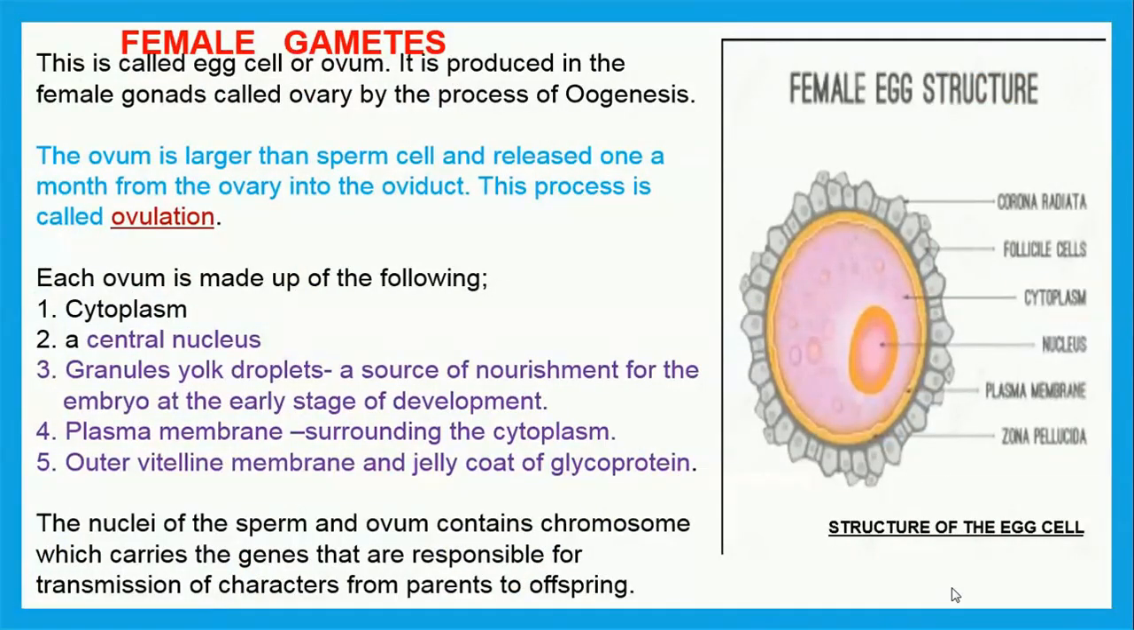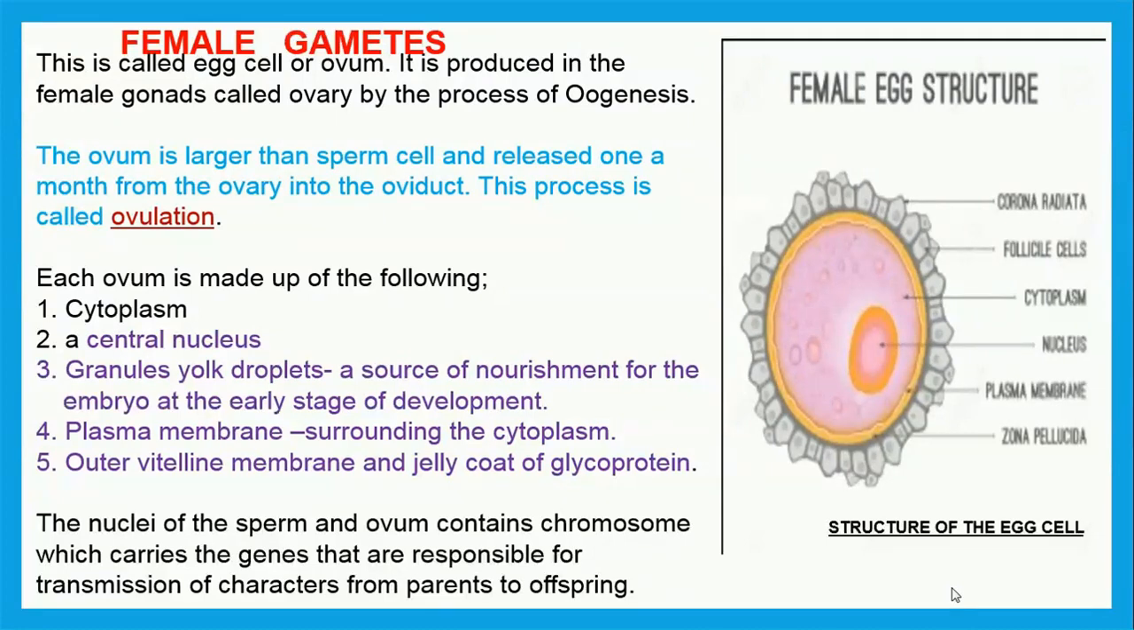Let's look at the female gametes. This is called the egg cell or ovum. It is produced also in the female gonads, which is known as the ovary, by a process known as oogenesis. Don't forget, the egg cells are formed by a process called oogenesis. They are formed in the female gonad known as the ovary. Now the ovum is larger than the sperm cell. Sperm cells are actually microscopic, you can't see them easily, and the ovum is released once in a month from the ovary into the oviduct, and this process is called ovulation.